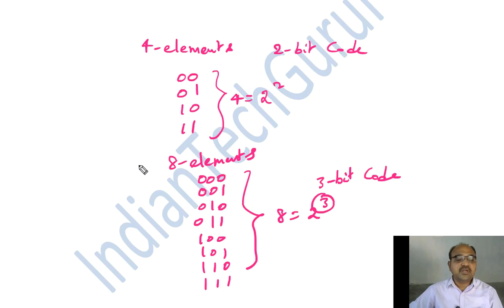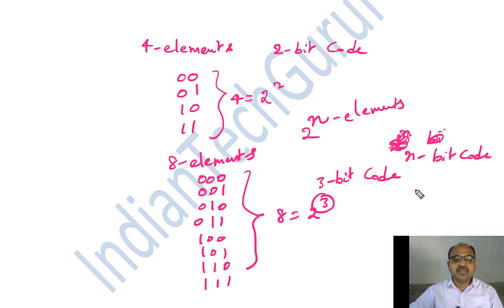Okay. So if you apply the same logic to represent n number of elements, then to represent 2 power n elements, I need n bit code. So what does it mean? If I have a 4-bit code, then how many elements I can represent? 2 power 4, that is equal to 16 elements I can represent.